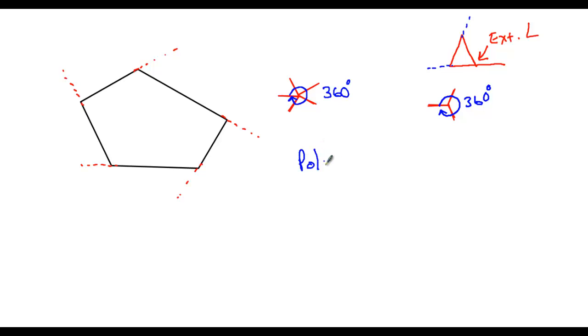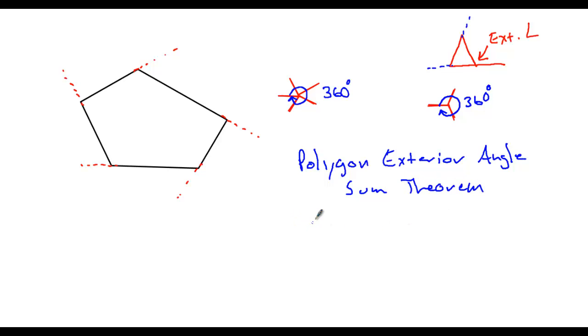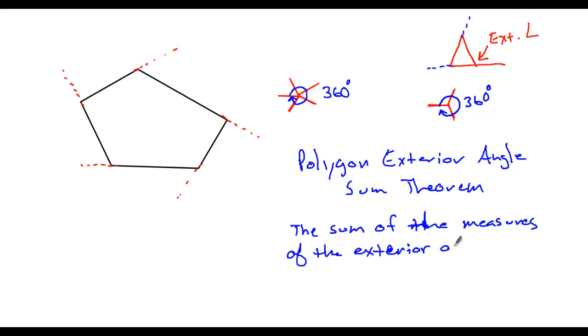degrees, and that is called the polygon exterior angle sum theorem. And it says that the sum of the measures of the exterior angles of a polygon is 360 degrees. So every single one of them adds up to 360 degrees.